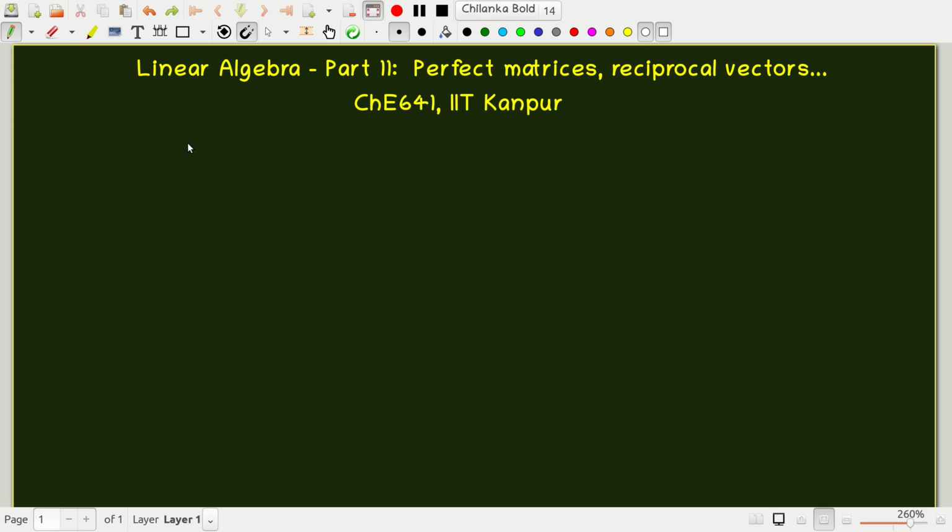Until the last couple of modules, we had discussed a very important topic, namely similarity transforms leading up to diagonalization of matrices. Okay, just a couple of minutes of recap.